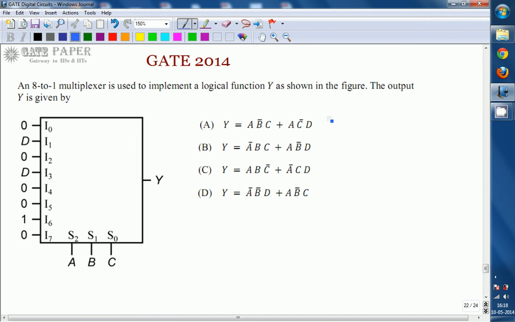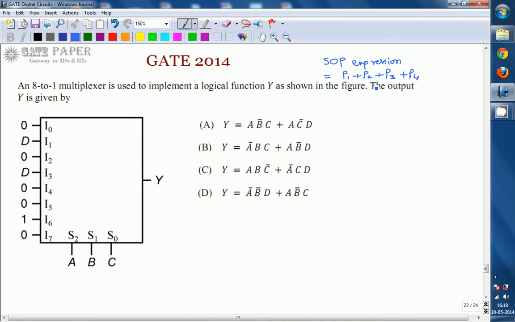So how do we write the expression for a multiplexer? That is very important. If you know that procedure, you can solve any number of questions on the multiplexer. Always remember that a multiplexer implements an SOP expression. SOP expression is nothing but a sum of products expression. So product terms are generated, and afterwards they get summed up.